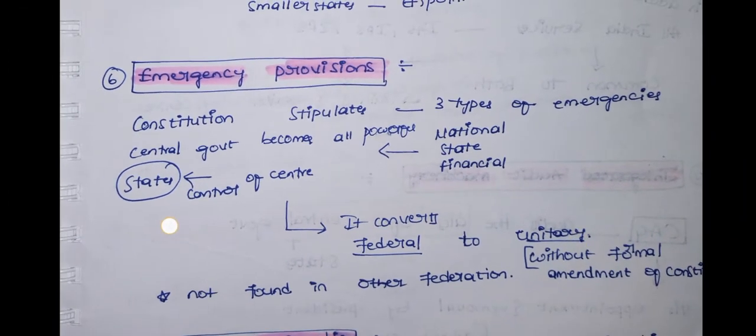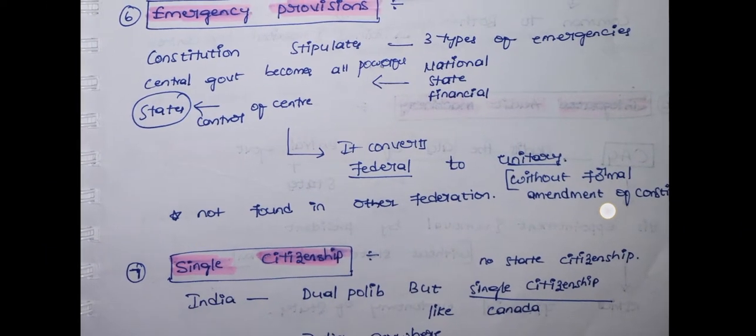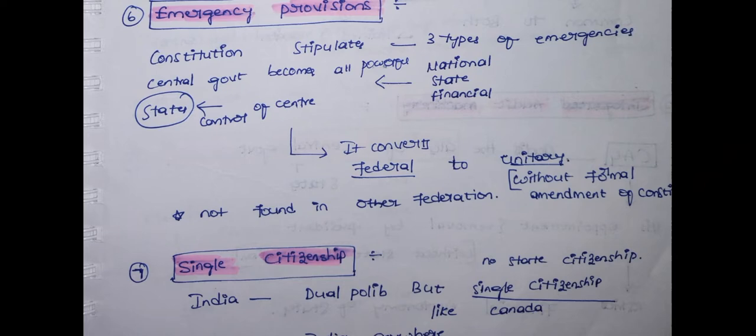Another feature is emergency provisions. There are three types of emergencies: national, state, and financial emergencies. At that time, the central government becomes all-powerful and states have no power. So it converts the federation into a unitary one. Without any formal amendment of the constitution, they turn to unitary features. This type of feature is very important and unique in the world, and is not found in other federations in the world.